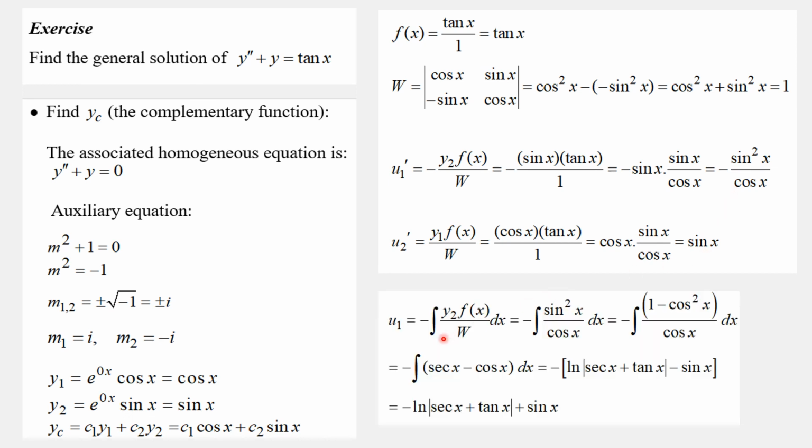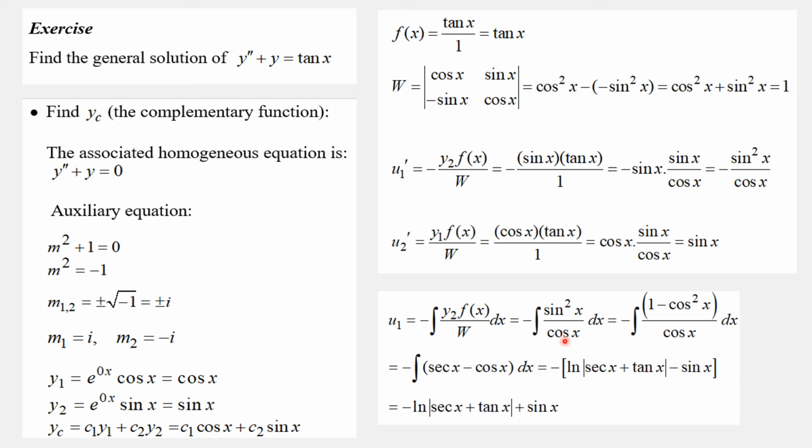Now I'm going to evaluate u1, where I need to integrate u1 prime with respect to x. I need to integrate this part here with respect to x. So I'm going to substitute this expression into the integrand and write down sine squared x over cos x dx. Now you have to figure out how to evaluate this integral.